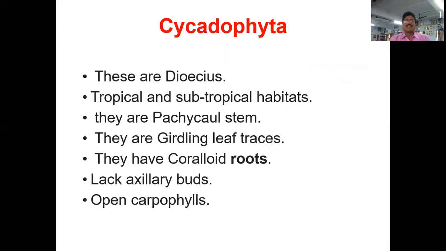So next you see Cycadophyta. The Cycadophytes are known as dioecious. They grow in tropical and subtropical habitats. They have a pachycaul stem.